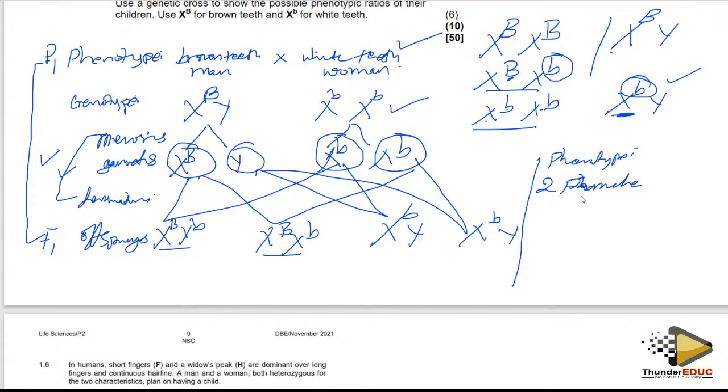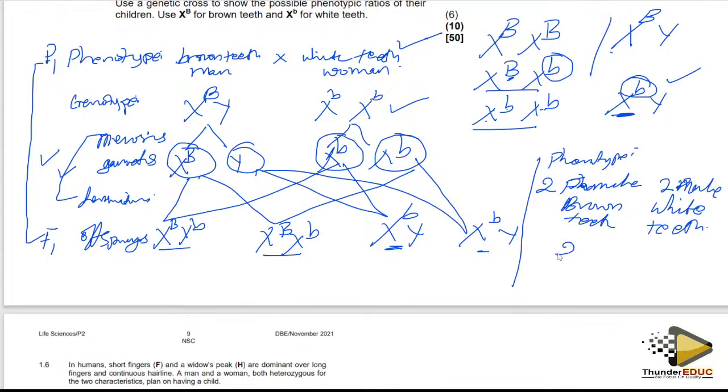Female. Yes, not normal. They specify that brown teeth. Brown teeth. Yes, brown teeth. And then two male white teeth. Yes. So if I've got those two, what does it mean?